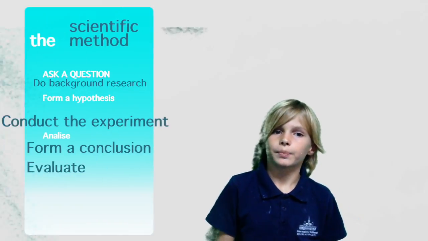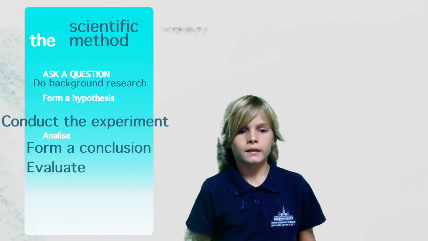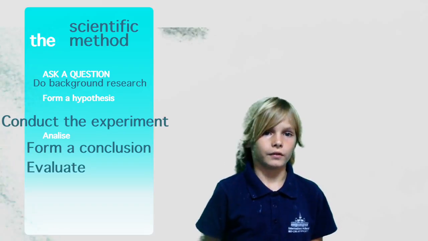Step number 1, ask a question. Step number 2, do background research. You could though do background research first to get an idea of what your question is going to be. Step number 3, construct a hypothesis. Step number 4, conduct an experiment, or do the experiment. Step number 5, ask yourself, is the procedure working?